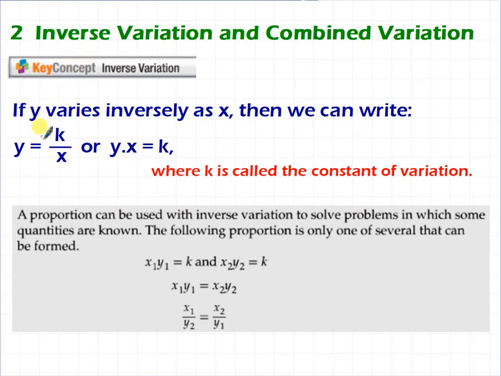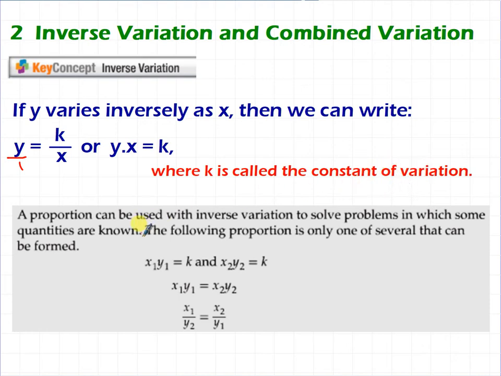If y varies inversely as x, then we can write y equal k over x, or if you cross multiply, this is over 1, cross multiply, you would get y times x equal to k. Varying inversely means if one increases, the other decreases, and if x decreases, y increases. K here is still called the same name, constant of variation.